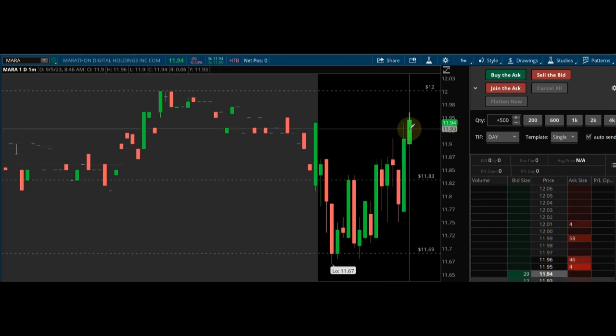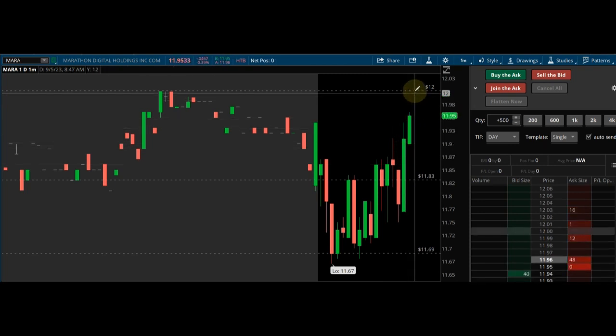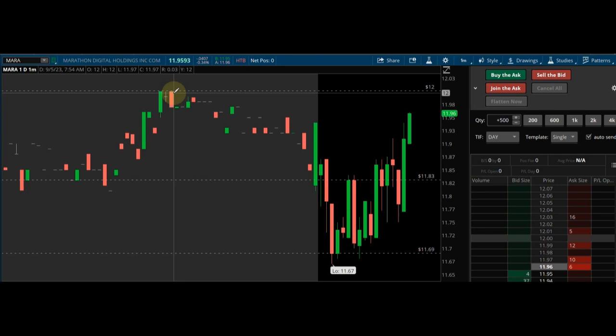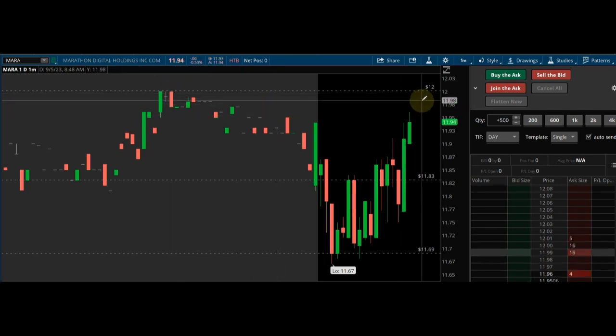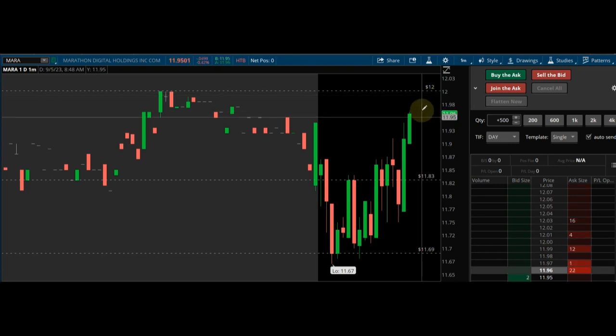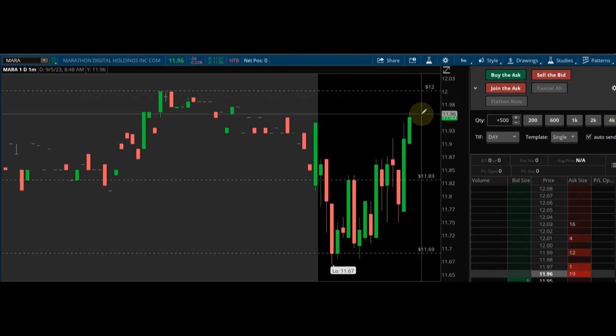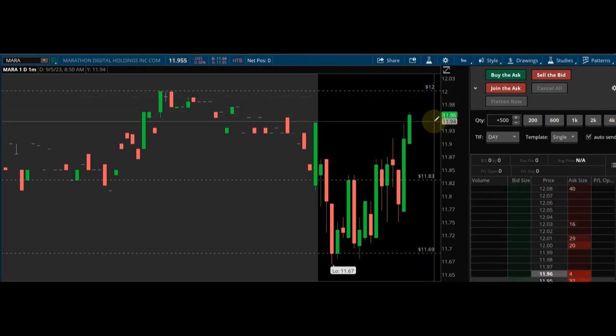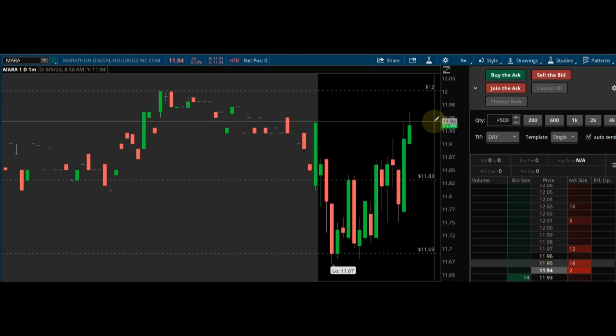So we're basically waiting to see if the stock is going to come up to this level, which would be the high of pre-market. If it bounces below this line and starts coming back down, this would be a resistance level. We'll give it a few minutes here and see what it's going to do.